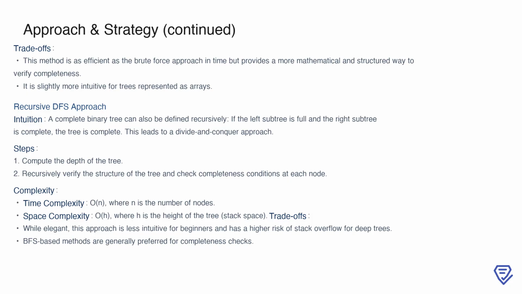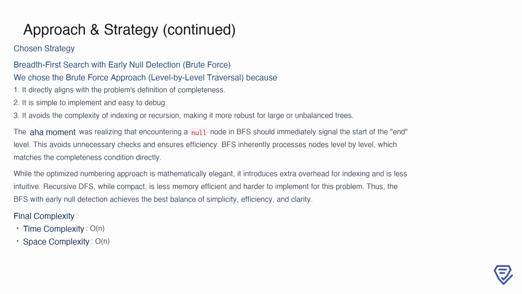While this method is elegant, its trade-offs include a higher risk of stack overflow for deep trees and less intuitiveness for beginners. It also has a time complexity of O(n), but uses O(h) space for the recursion stack, where h is the height of the tree. For these reasons, breadth-first search methods are generally preferred for completeness checks, as they are more memory efficient and easier to implement. Ultimately, the strategy we chose was the brute force approach based on breadth-first search with early null detection.